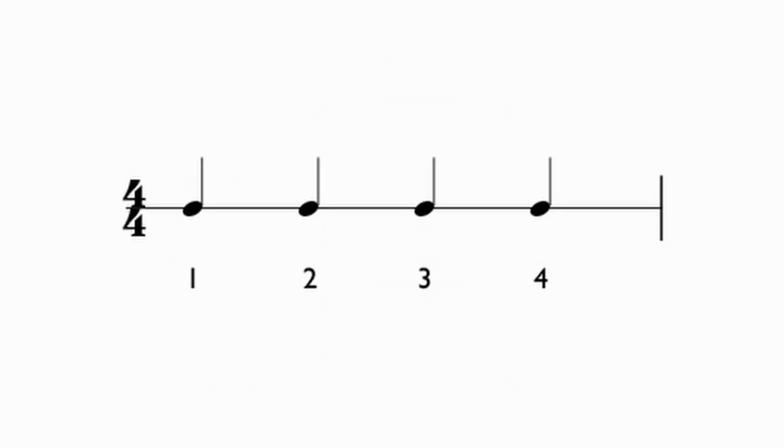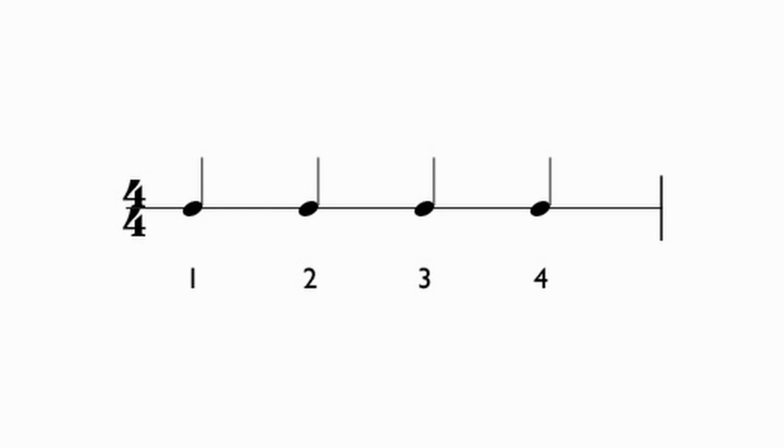Next, we have to talk about tempo. Basically, it's how fast it's going to go, how fast each quarter note in this measure on the screen will be. It could be as slow as 1, 2, 3, 4, or even faster, like 1, 2, 3, 4, 1, 2, 3, 4. So it varies.